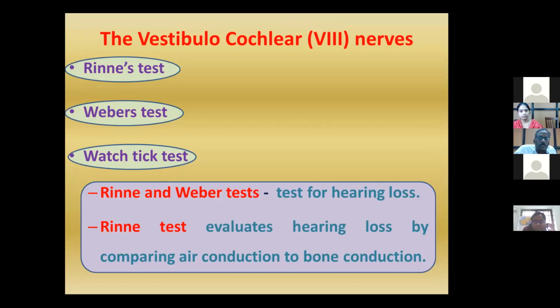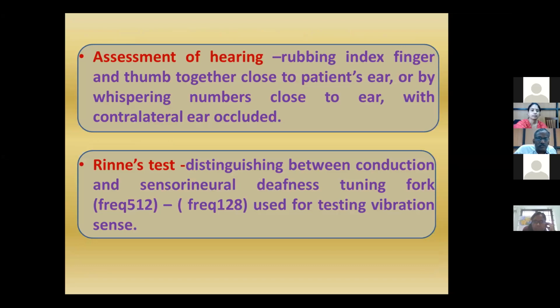Next, vestibulocochlear, I told you already. Vestibular part, cochlear part, hearing and balance. Rinne's test, Weber's test, Mistick's test. Rinne's test and Weber's test are for assessment of hearing. Again, 512 and 128 Hz tuning forks are used. By rubbing the fingers and thumb near the ear, we can find some small sound. Now the Weber test.